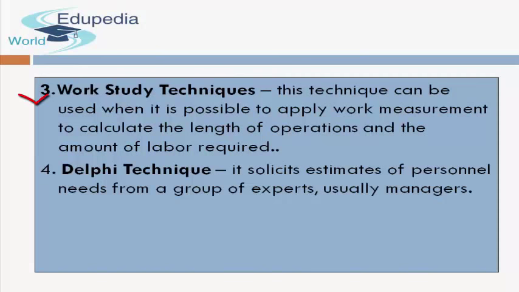Third is work study techniques. Work study technique can be used when it is possible to apply work measurement to calculate the length of operations and the amount of labor required. That means when some proper study is done to analyze the length of every work and how many people would be required to finish that particular work. Then depending upon that, you know how many employees you would be requiring.